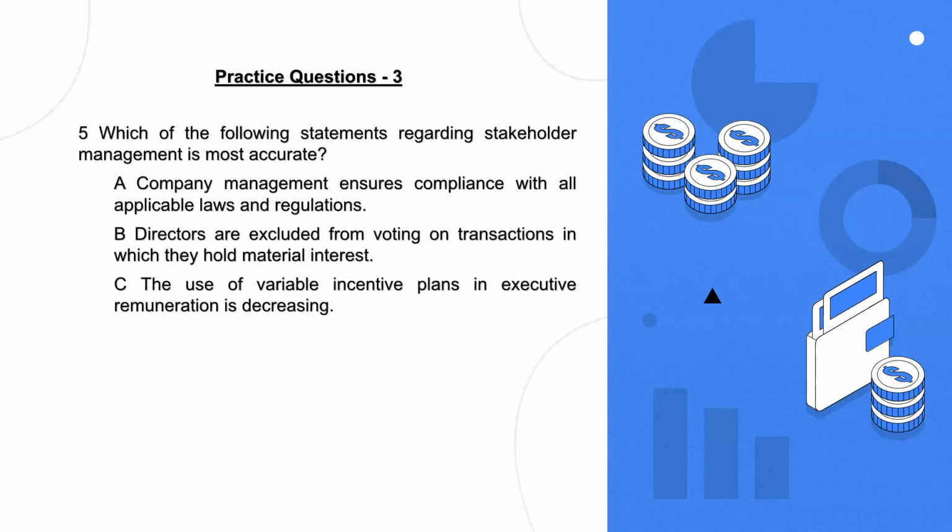Question number 5 is, which of the following statements regarding stakeholder management is most accurate? Company management ensures compliance with all applicable laws and regulations. This is a compliance issue. It is not to do with stakeholder management. This is compliance with laws and regulations. It has nothing to do with managing the conflict between different stakeholders.